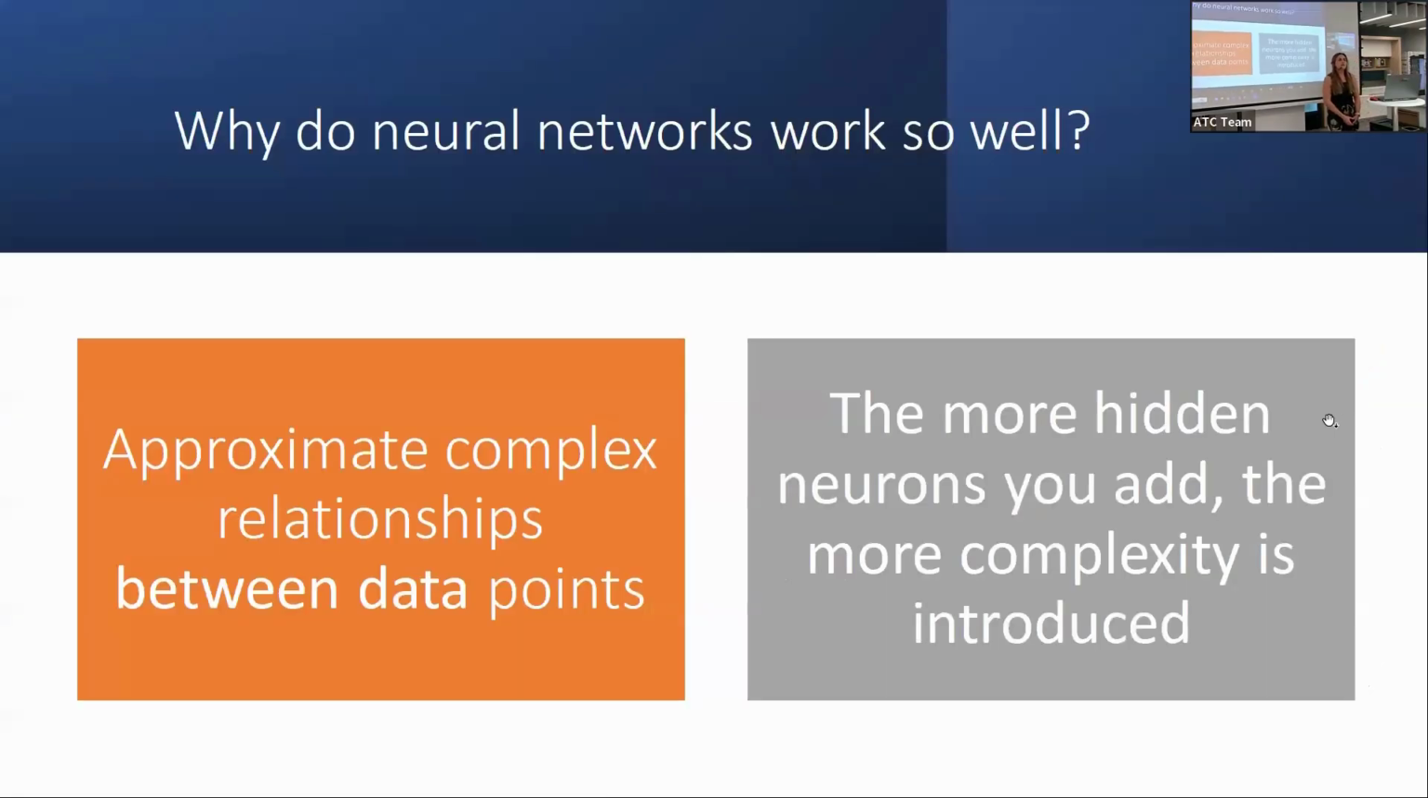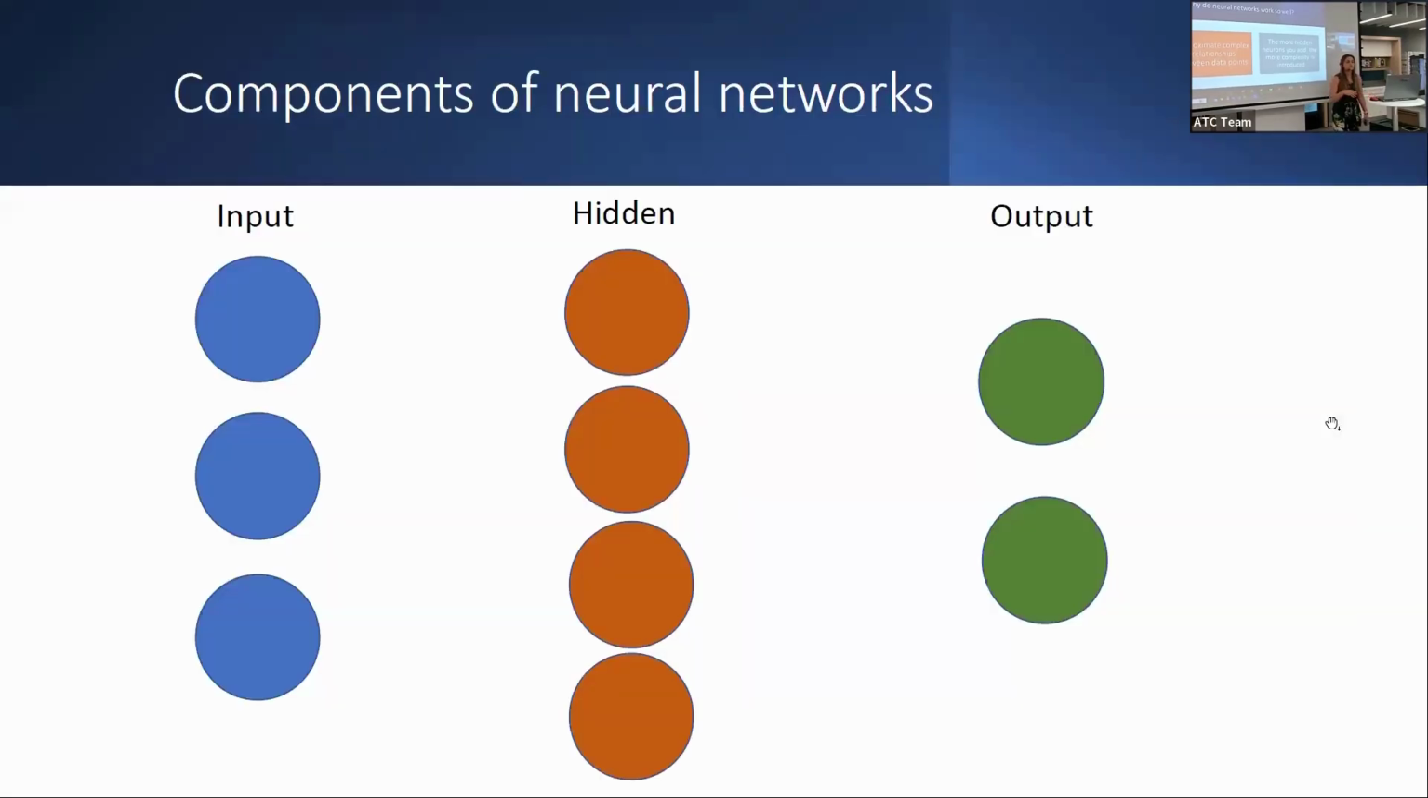So why do neural networks work so well? Well, they allow us to approximate very complex relationships between data points. So it allows us to approximate almost any non-linear relationships, so not just linear relationships. The more hidden neurons you add, or the more hidden layers you add, the more complexity is introduced to your neural network. So let's start off looking at the components of a neural network.